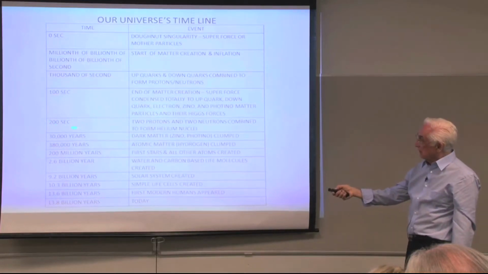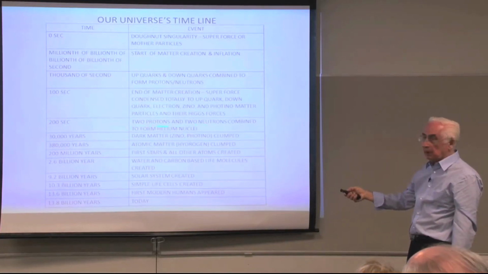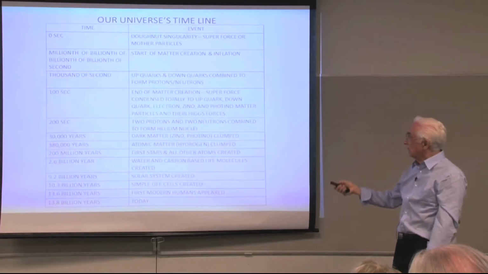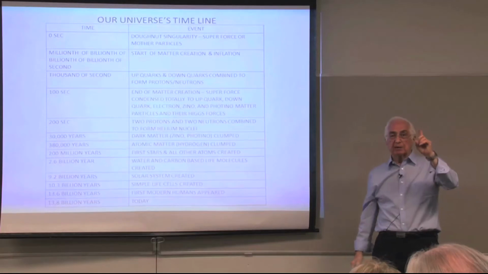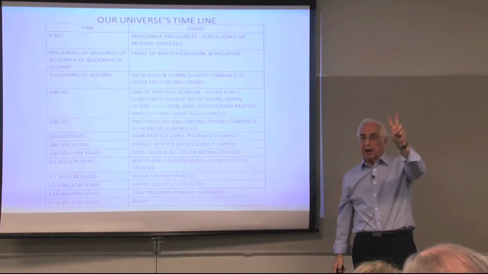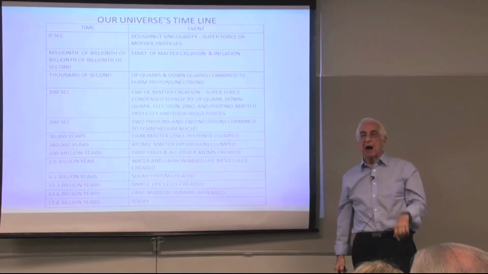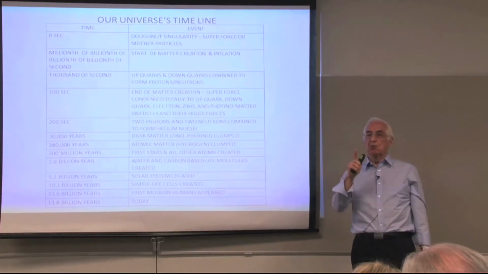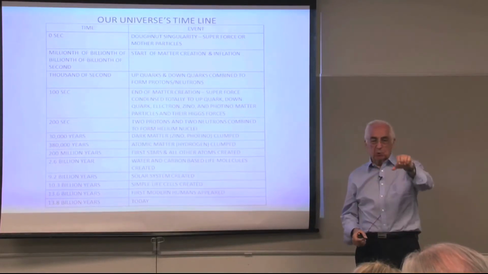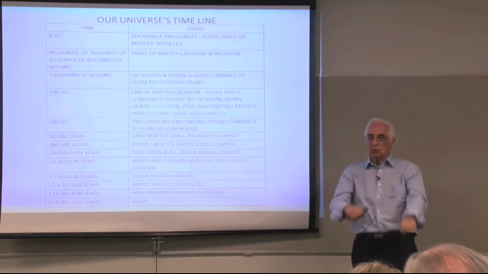At 200 seconds after the Big Bang, 2 protons and 2 neutrons combined to form helium nuclei. So at this time we had the nuclei of 2 atoms. We had the nucleus of the hydrogen atom, which was a single proton, and the nucleus of a helium atom, which was 2 protons and 2 neutrons.